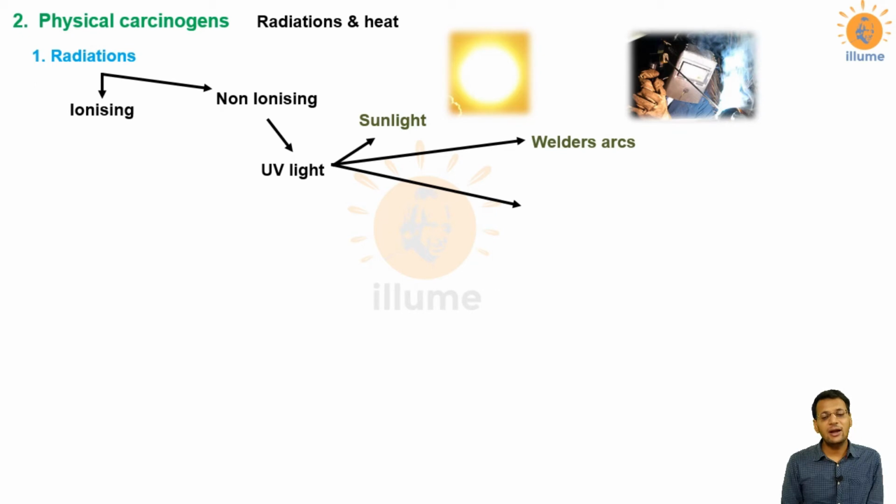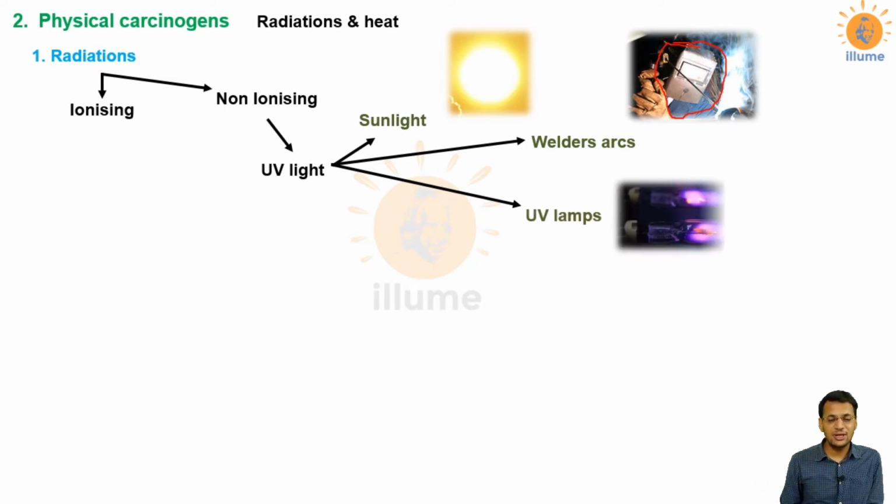The other source is welder arcs. As we can see in the welding procedure, UV radiations are released, and that's why the people working in the welding industries always use protective equipment to protect themselves from exposure to ultraviolet radiations. And ultraviolet lamps, which are used for sterilization in ultraviolet chambers and other uses, are also a very good source of UV light, and that might cause cancers.